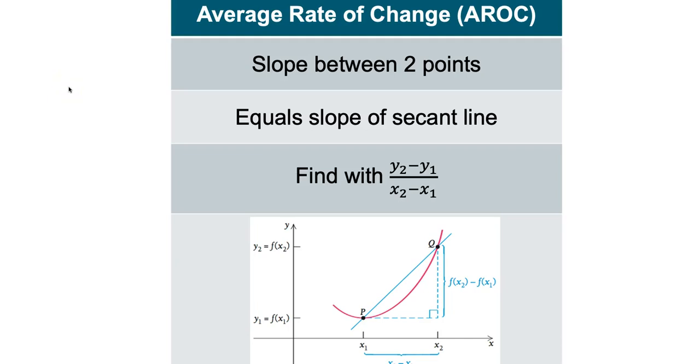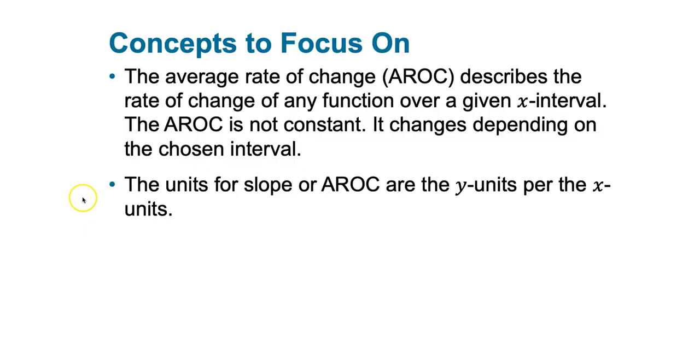Here's a brief summary of what we've learned so far about the average rate of change. The average rate of change is the slope of the secant line that passes through 2 points on the function. We can find the average rate of change using this formula. You need to focus, as you're studying, on how to find the average rate of change using the formulas we discussed, how to find the units for average rate of change, and how to interpret the meaning of average rate of change.